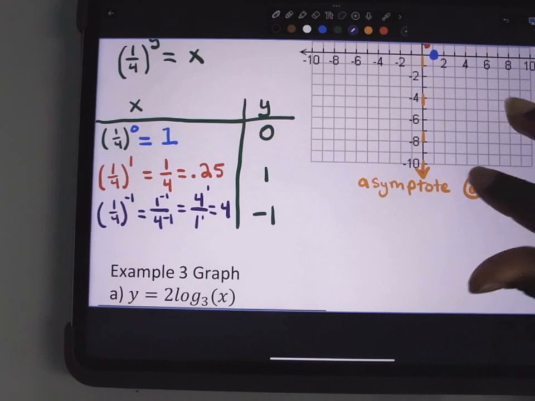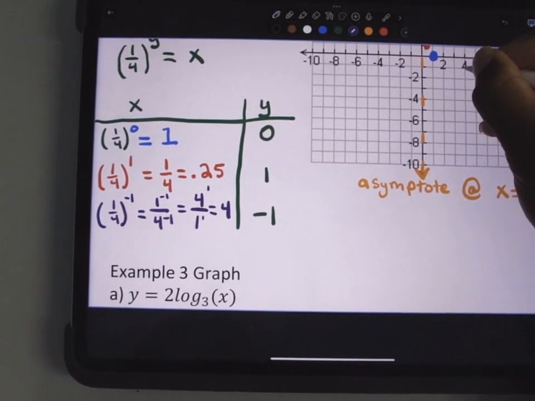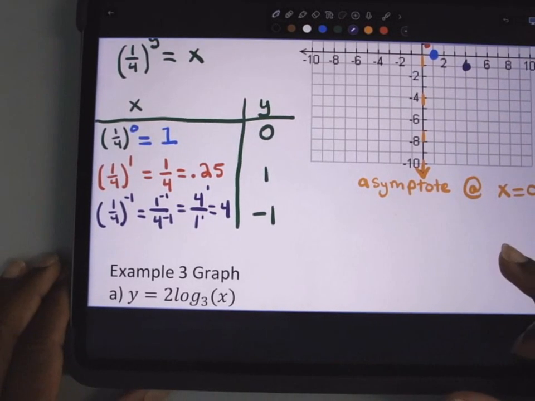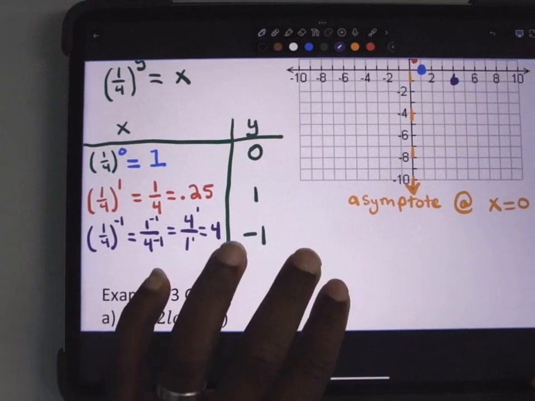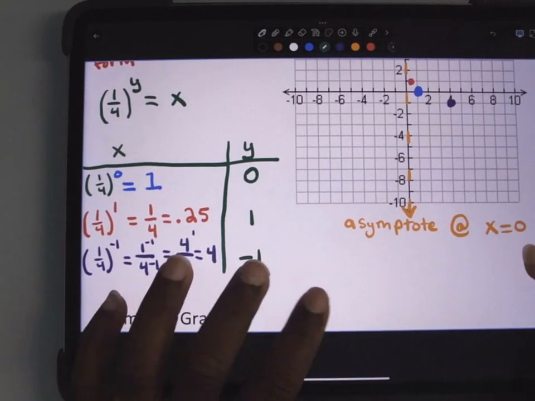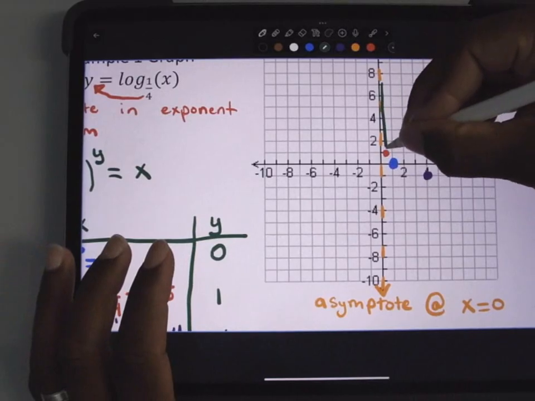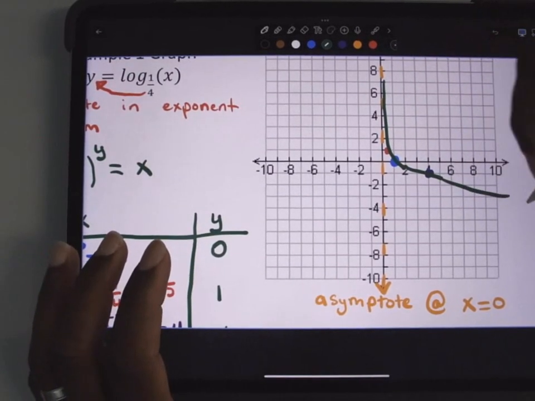All right, so when x is 4, we go down to negative 1. And as the y values get more negative, our graph will keep going to the right. So a little sketch of it would be something like that.